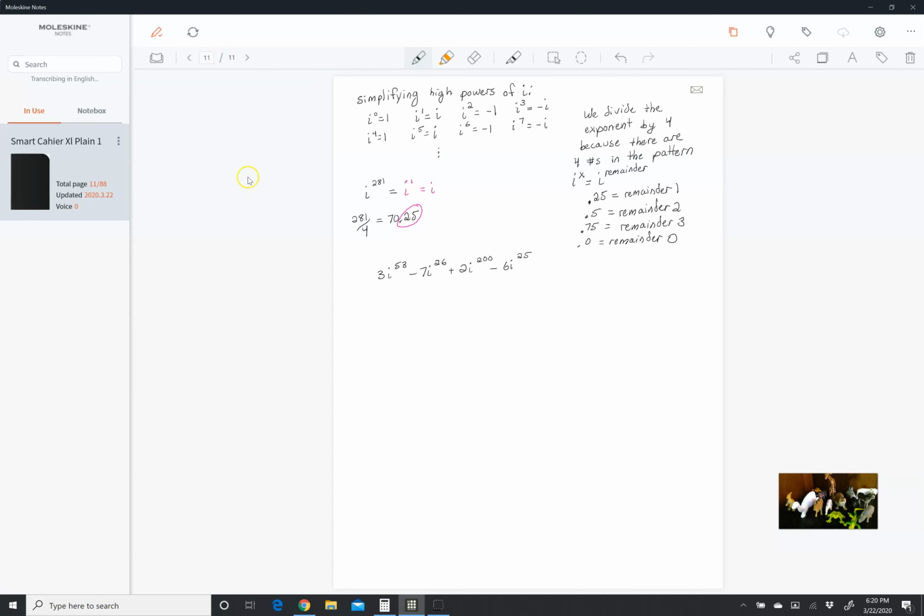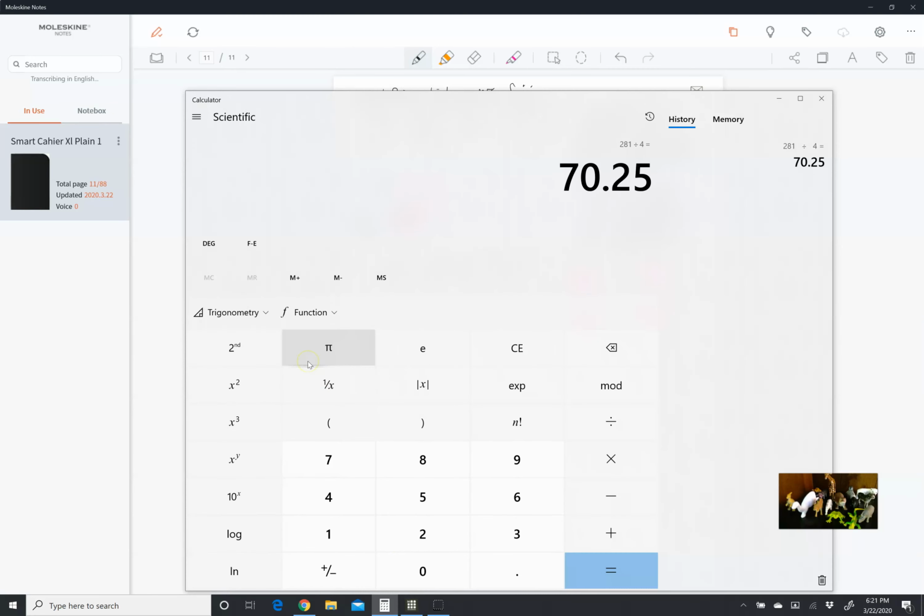Okay, so in order to do this, we're going to take each of our exponents and divide by 4. So let's do that. We have 53 divided by 4. Then we're also going to do 26 divided by 4, 200 divided by 4, and 25 divided by 4. Now, in reality, all we care about is the remainder. But if we do 53 divided by 4, that gives us 13.25.